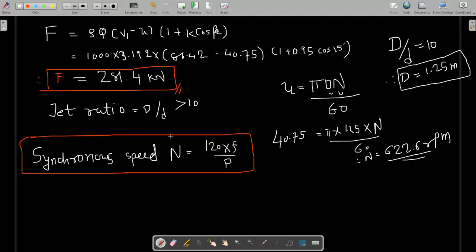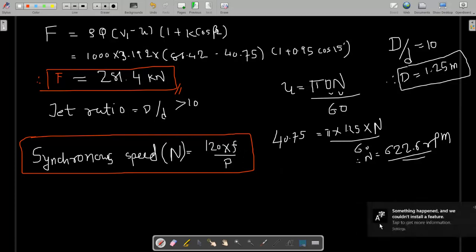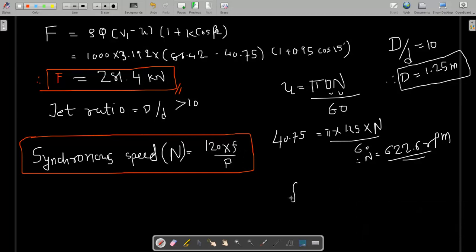So here are some new terms. N is the RPM, our synchronous speed. 120 is a constant. F is the frequency, the frequency of the current that we are getting in our industry or household. And P is the number of poles, single pole, double pole, multi-pole, you might have heard. So on the minimum design condition, we put here 622.6.